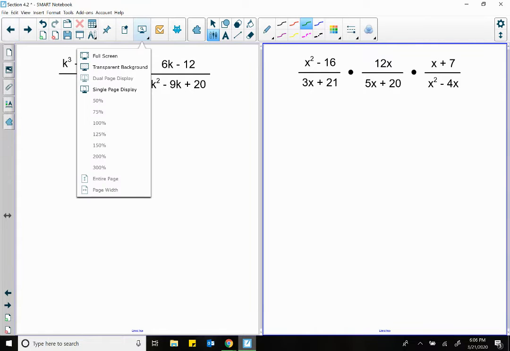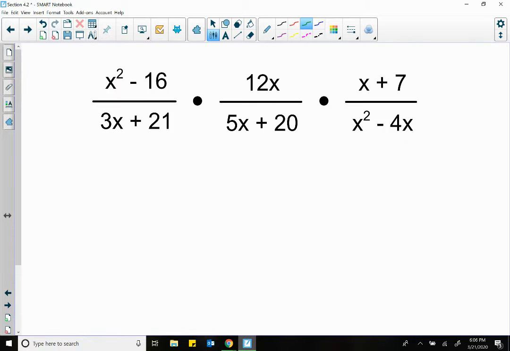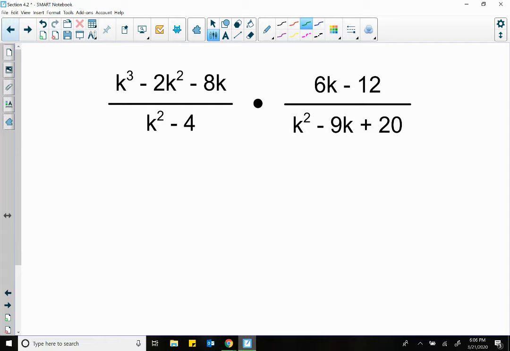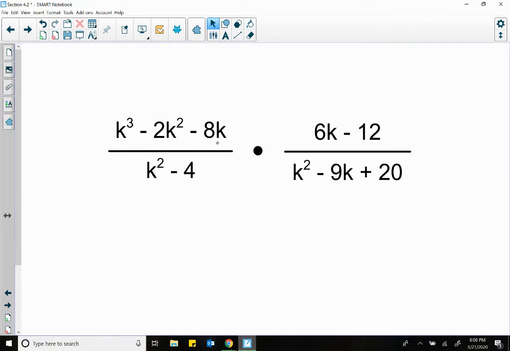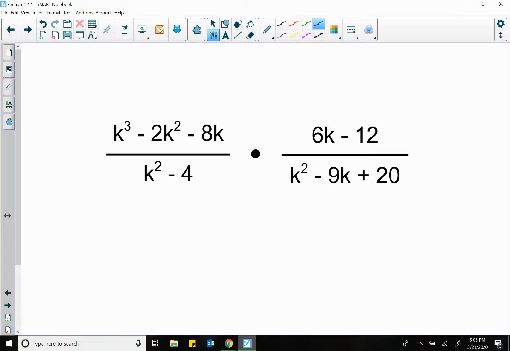Okay, let's get out of this dual page. Let's go back to this guy. So let's do some factoring. I like to do all my factoring above and below my pieces and just scratch out what I don't need anymore. Okay, so this guy first.